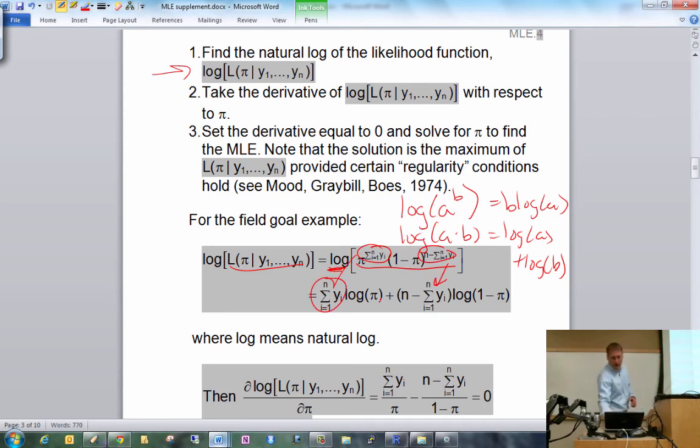And also I can now add this stuff together as well. So once you find the natural log of the likelihood function, take the derivative with respect to pi. Set the derivative equal to 0, solve for pi. That's your maximum likelihood estimate. Steps 2 and 3 apply stuff that you would learn in a Calc 2 and Calc 3 class.